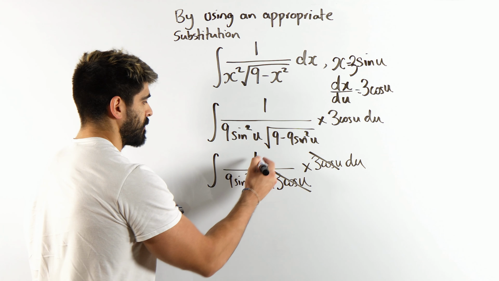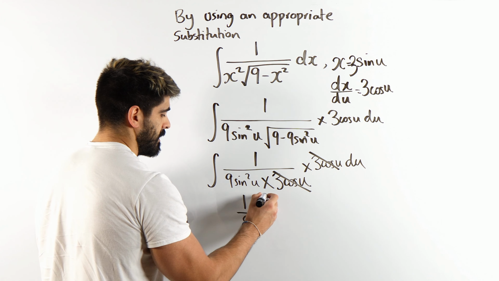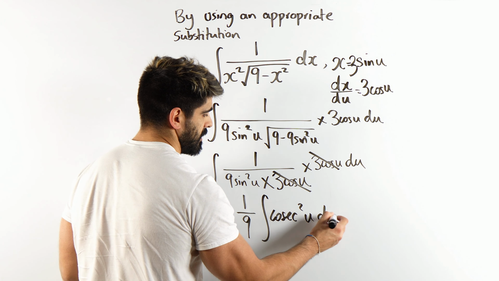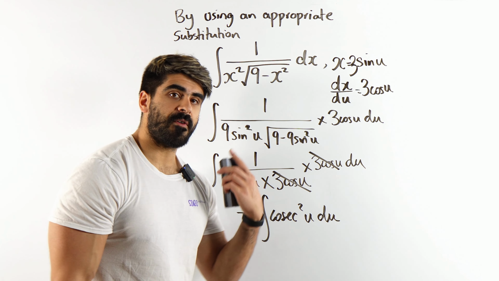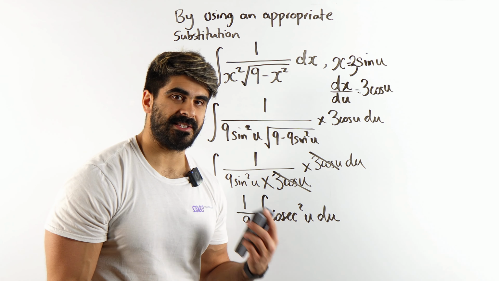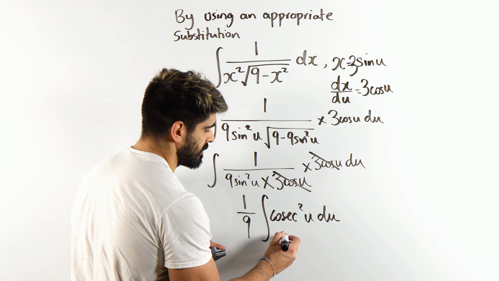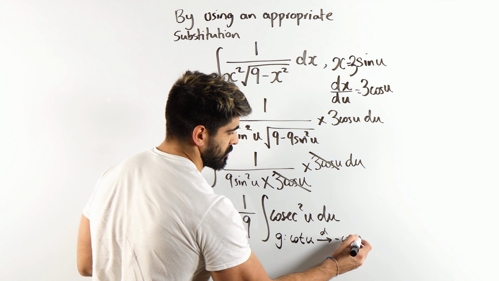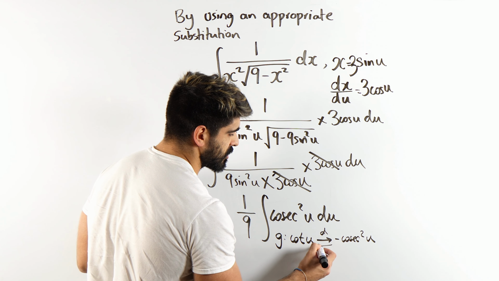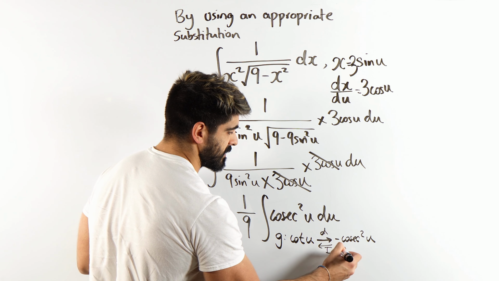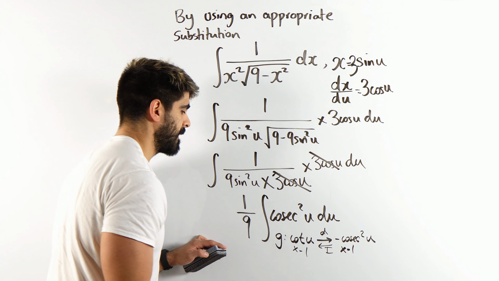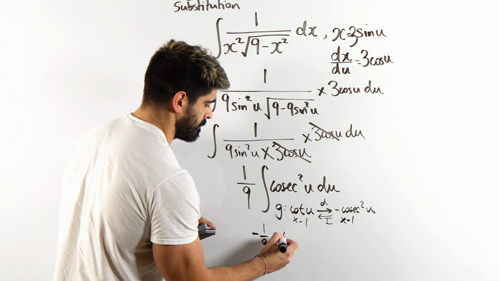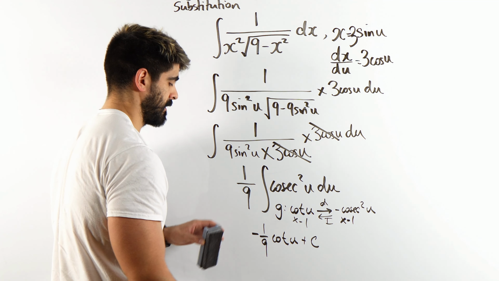But if I rewrite it, so if I take out that 1/9, the integral of 1 over sine squared is cosec squared u du. Now, do we know of a function that differentiates to cosec squared? The answer is yes, it's cot. So I make a guess that it's cot u. But cot u differentiates to minus cosec squared. So minus cosec squared integrates to cot. So I'm going to have to times by minus 1. So I get minus 1/9 cot u plus c.